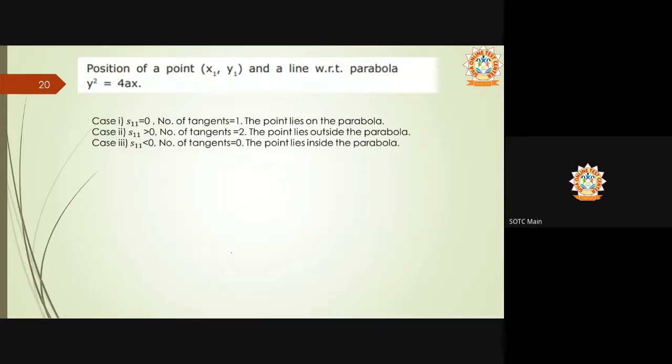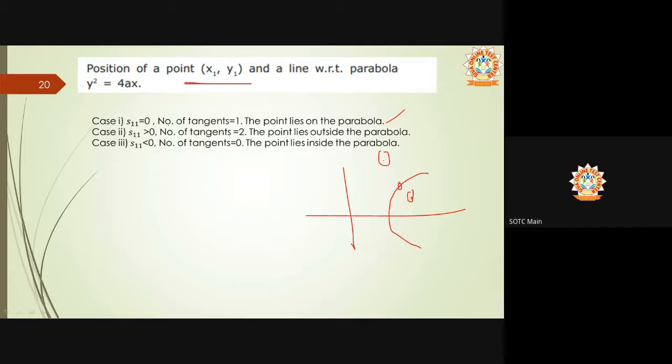Now the other thing is the position of a point (x1, y1) and a line with respect to the parabola y square is equal to 4x. Means you have a parabola here. Now they are asking the position of this point, whether it is inside the parabola, on the parabola, or outside the parabola. For this you need to find the power of the point with respect to the parabola, that is S11.